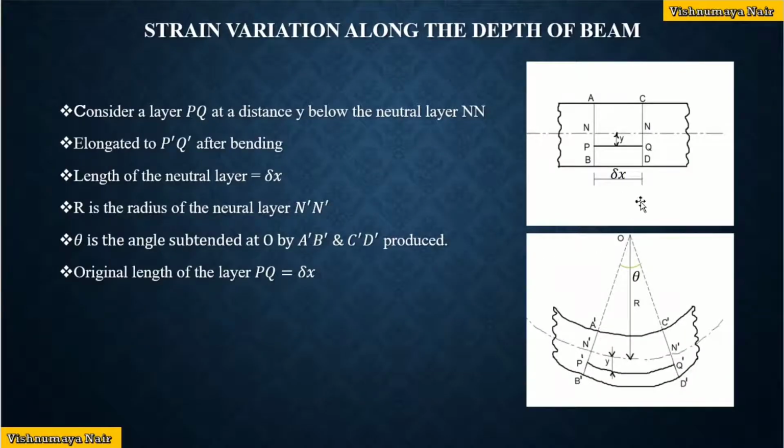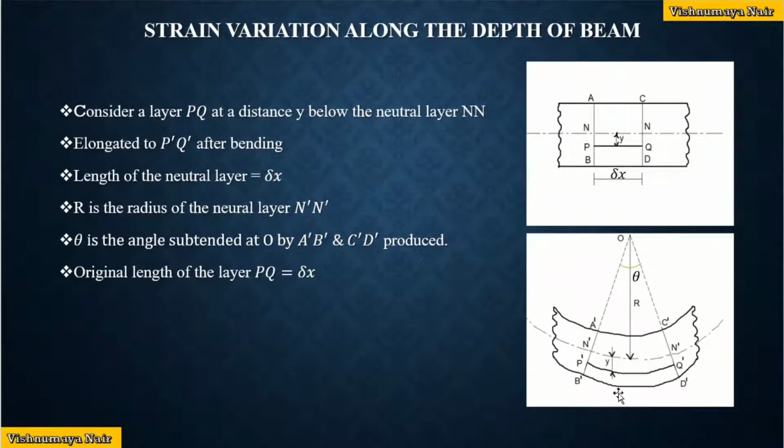So, before the bending takes place, the lengths of all the layers in between the sections AB and CD will remain equal to delta X. See, look here. Length of AC is equal to length of NN is equal to length of PQ is equal to length of BD is equal to length of all the layers in between the sections AB and CD.